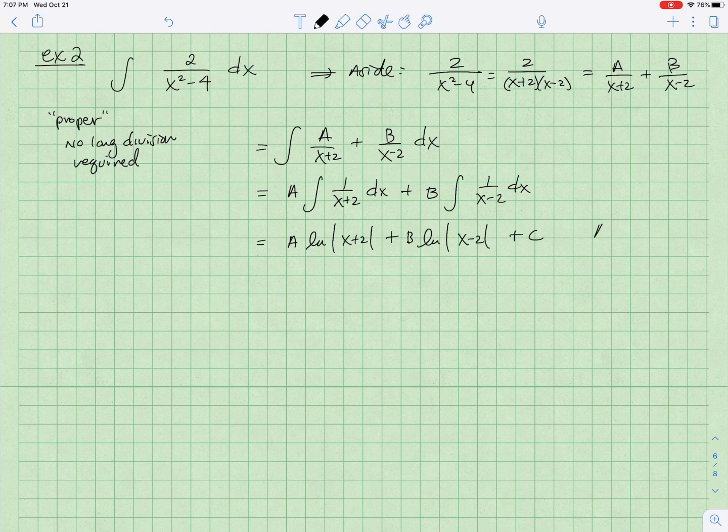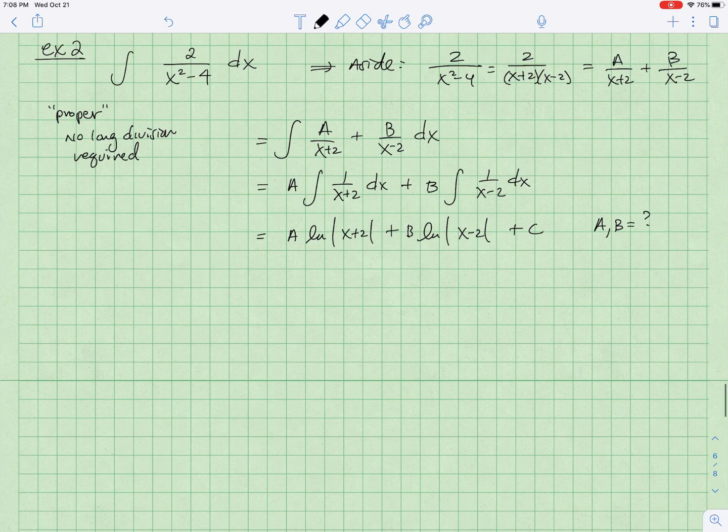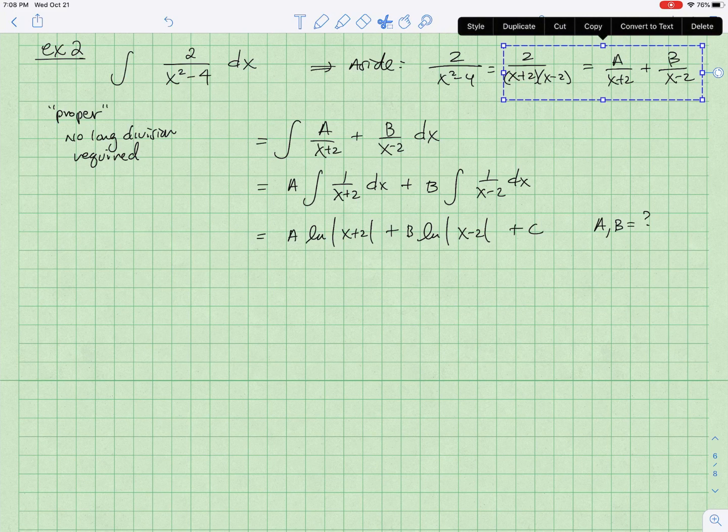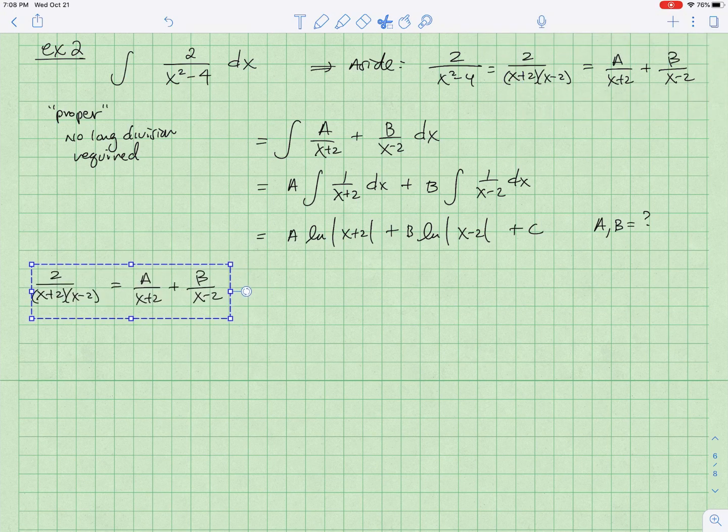So the question still remains, what are a and b? Using this equation here, the decomposition, I can figure out what a and b are by multiplying through by the common denominator. That is, 2 has to be equal to a times x minus 2 plus b times x plus 2.